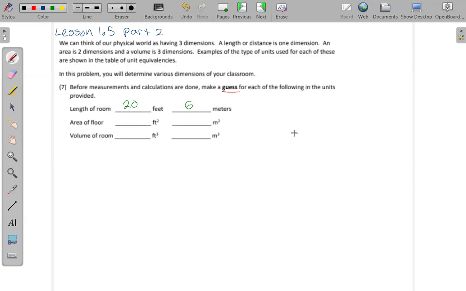And for the area, well, I'm thinking that it looks around the same length and width. So I'm going to guess it's 20 by 20. So that would be about 400 square feet. And then for the volume, to get a box here for the room, so I think it's about 20 feet by 20 feet. I'm going to guess 10 feet because that's an easy number to multiply by. So if I multiply that by 10, I'm going to get 4,000, and that's cubic feet.